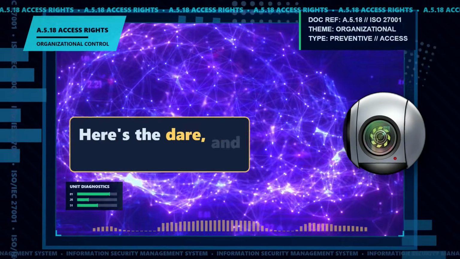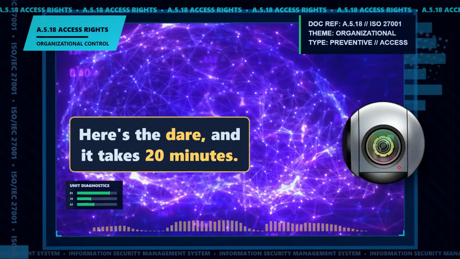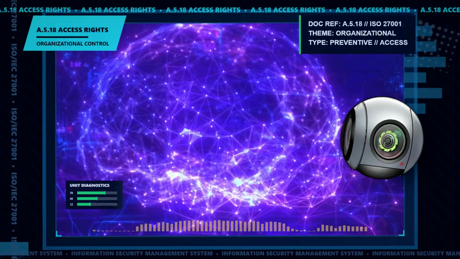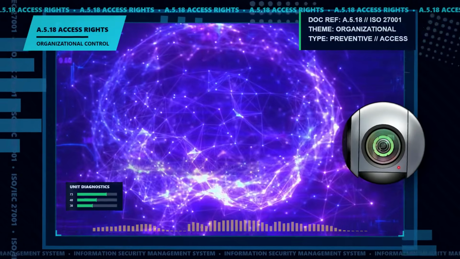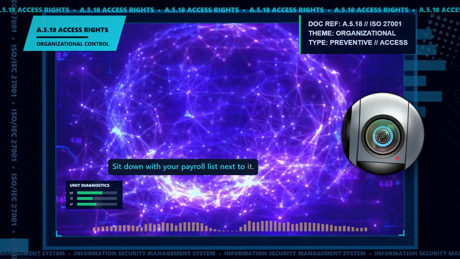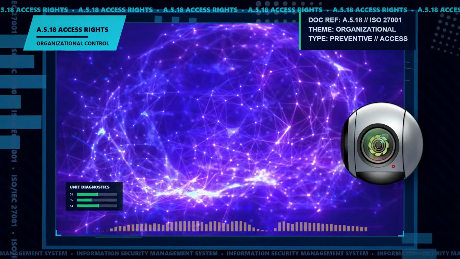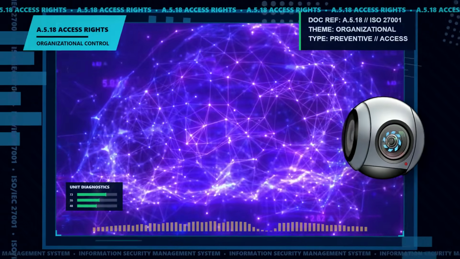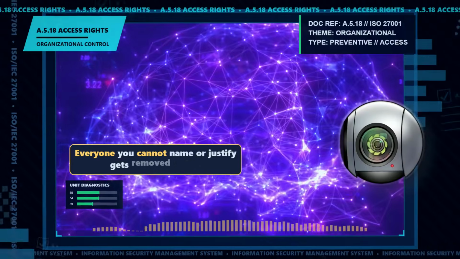So here's the dare, and it takes 20 minutes. Pick your 3 most sensitive systems. Export the user list from each one. Sit down with your payroll list next to it. Go through them line by line and name every single account out loud. Every one you cannot name or cannot justify gets removed today.